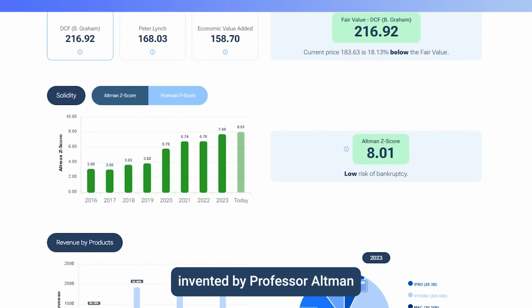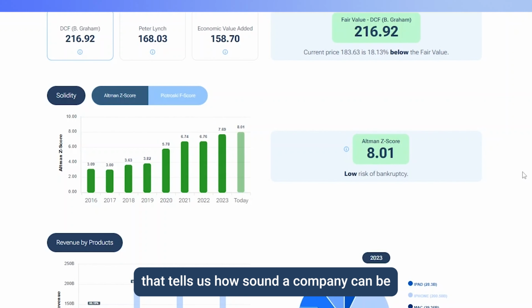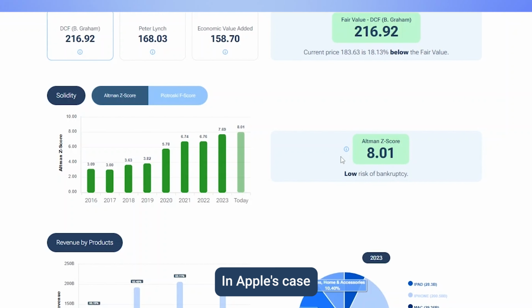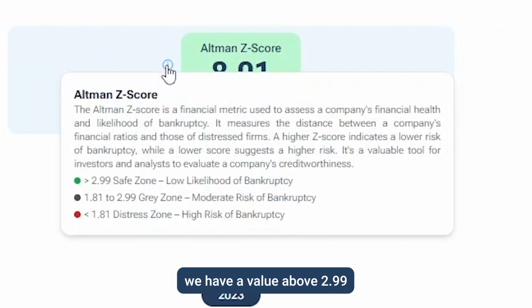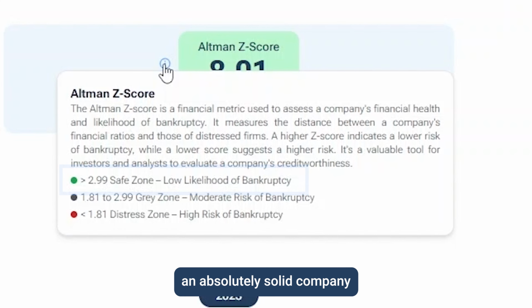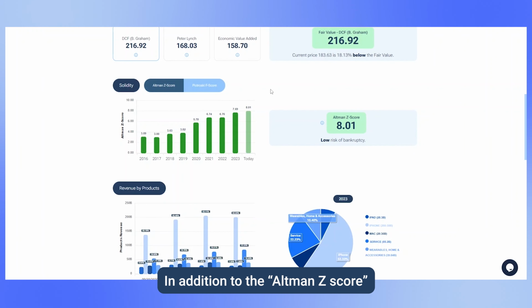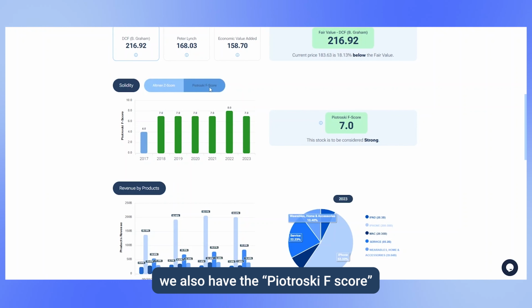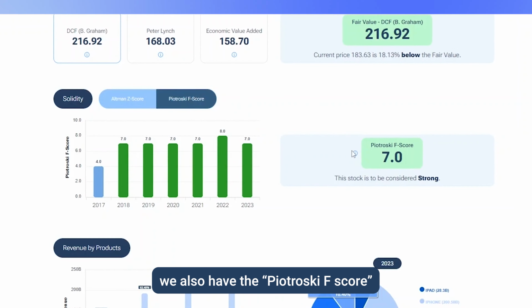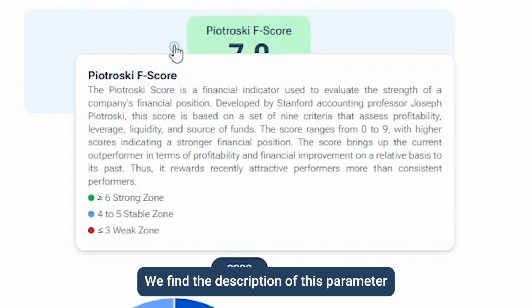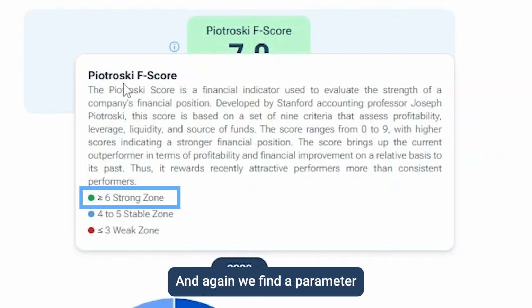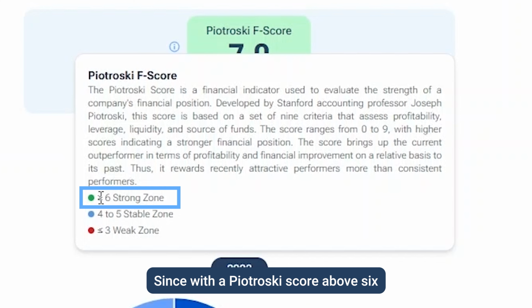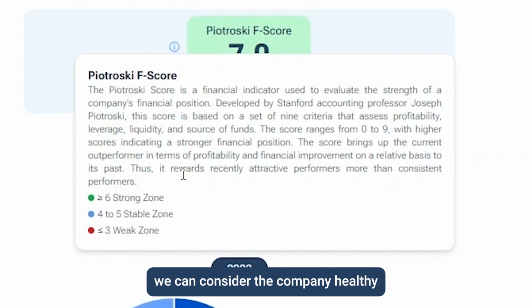Moving further down the page, we find the part on company soundness where we have the Altman Z-score, a particular parameter invented by Professor Altman that tells us how sound a company can be and what the company's risk of bankruptcy is. In Apple's case, we have a value above 2.99, which makes it an absolutely solid company. In addition to the Altman Z-score, we also have the Piotroski F-score. We find the description of this parameter here as well, and again we find a parameter that returns a good result, since with a Piotroski score above 6, we can consider the company healthy.